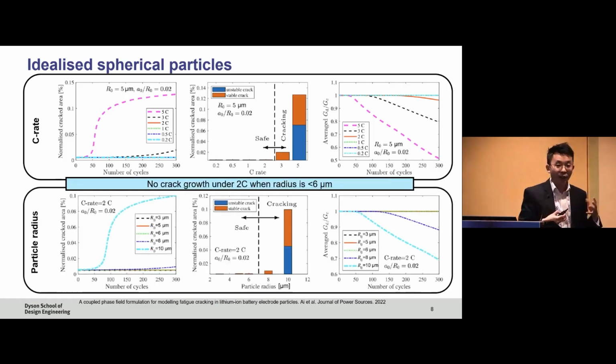Similarly, we can change our particle radius if you've got that ability in your battery manufacturing. And again, in this case, what we do is we fix the C rate to say, I want a C rate of 2.